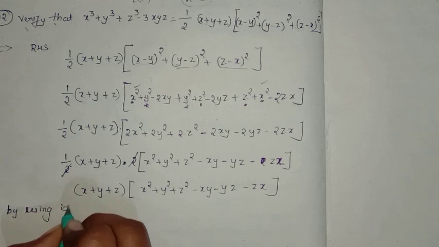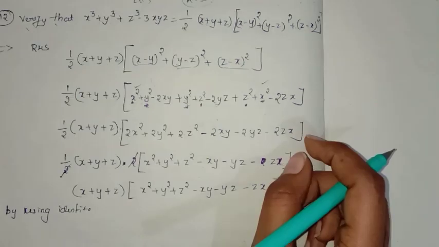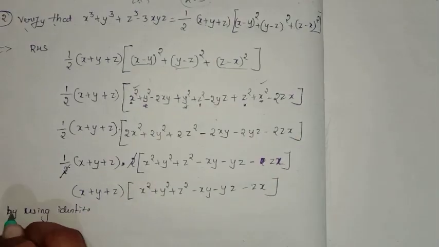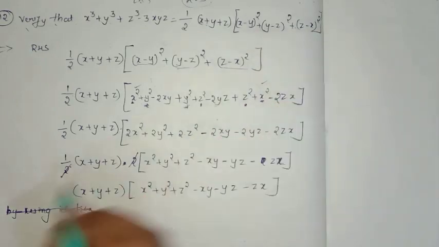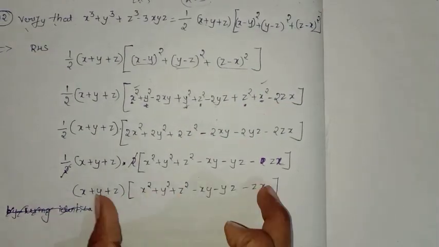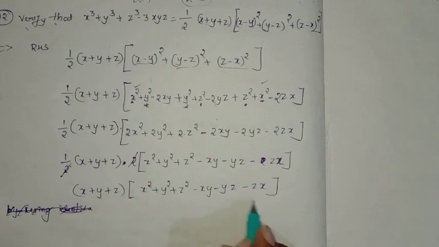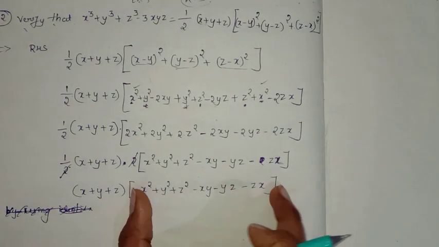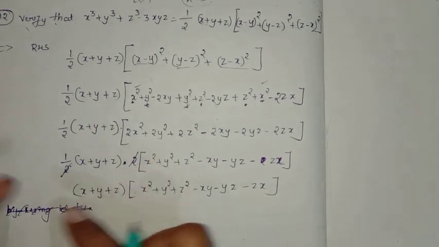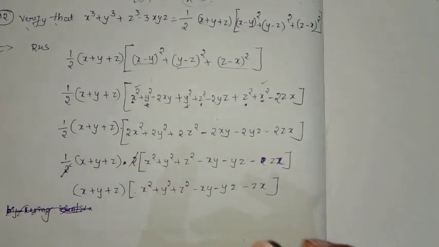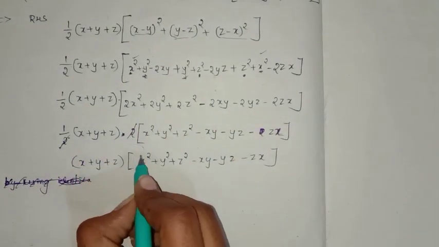Sorry, we can't use the identity because the identity's expanded form is already given, so we can't use it. From here only we have to solve something. As there is no possibility of solving here, but there are two brackets, if you multiply the two brackets you will get some values. So we will go for that and check whether we will get the answer or not.